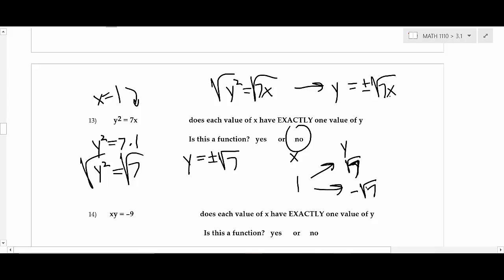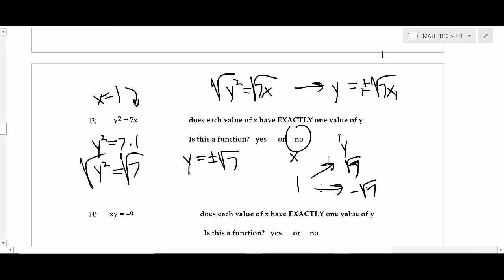So now it's pretty clear that no matter what you plug in for x except 0, you're going to get 2 answers. If you plug 0 in, you're going to have square root of 0, right? Which is 1 answer. So does that make sense? You're always going to get 2 answers for any x except 0. Okay, so that's why that's not a function.